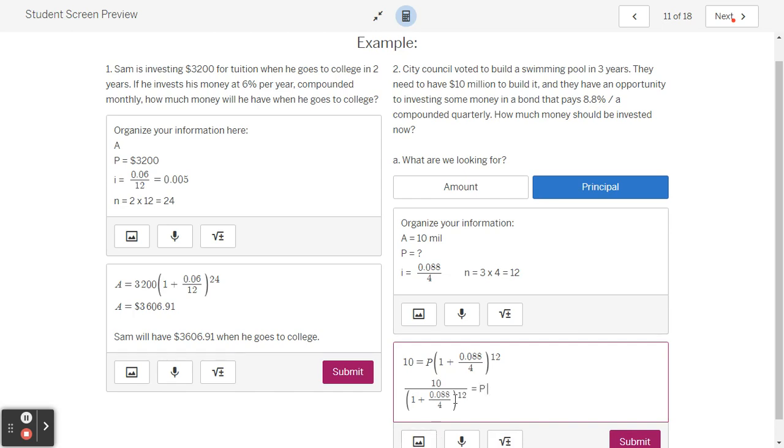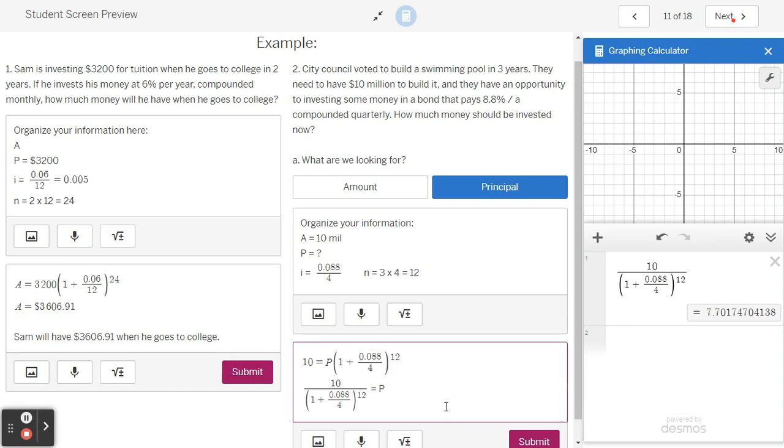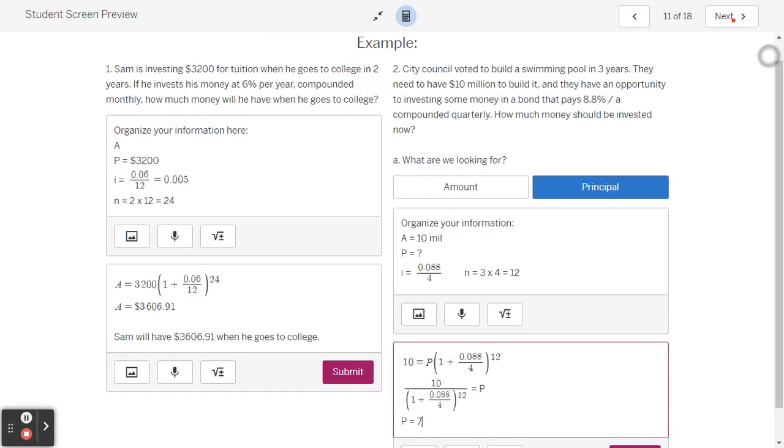Pull out your calculator for this. And we have 7.7. The principal is equal to 7.7 million. That's what they need to invest right now so that they can have 10 million in the future.